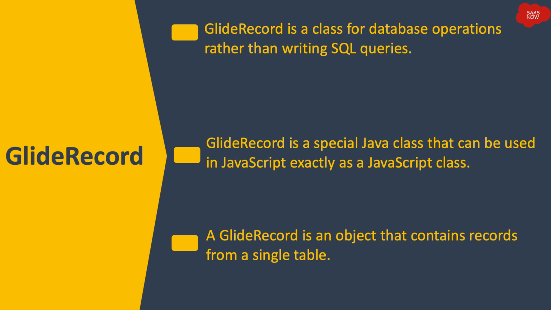As an example, the GlideRecord API. GlideRecord is a class for database operation. Rather than writing SQL queries in ServiceNow, GlideRecord is a special Java class that can be used in JavaScript exactly as a JavaScript class. A GlideRecord is an object that contains records from a single table. How exactly you can use GlideRecord, we will see soon.